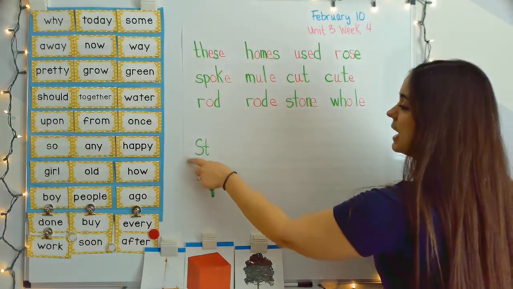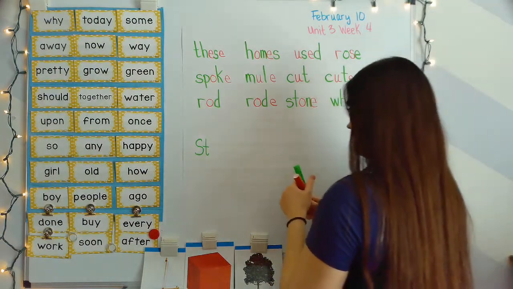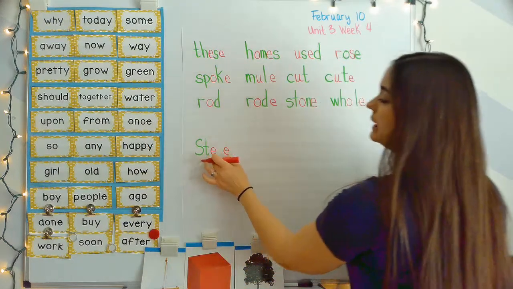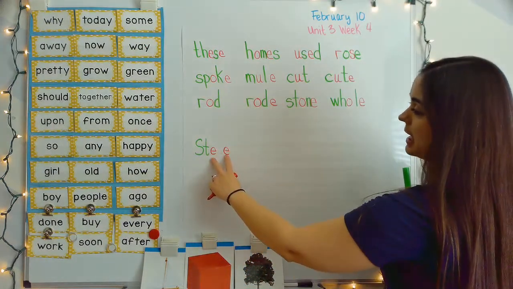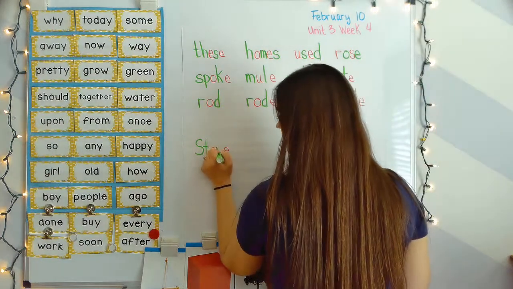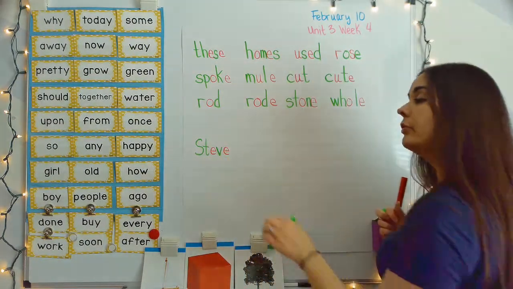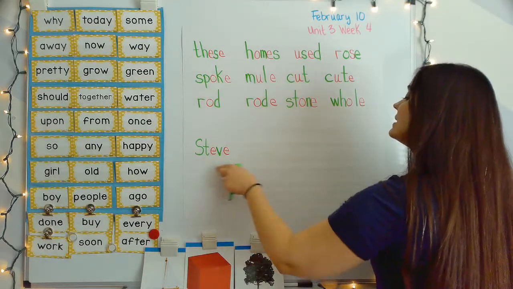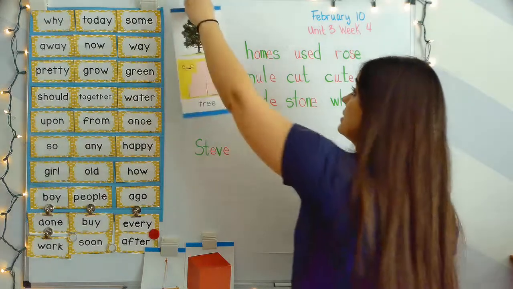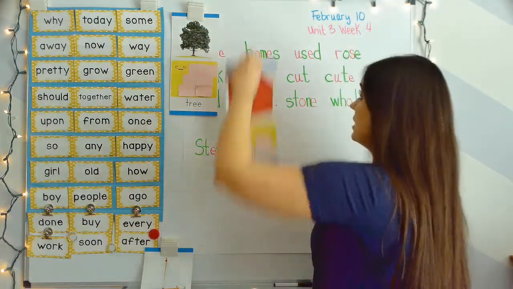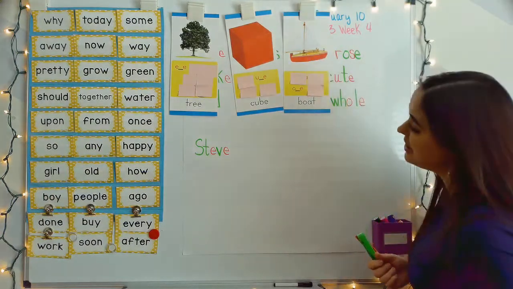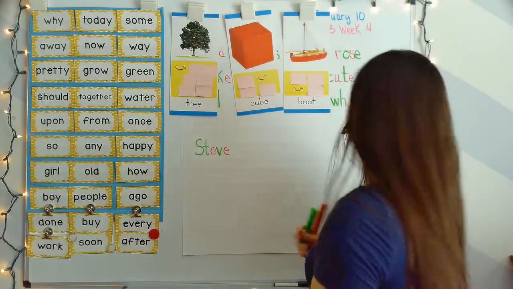S-T, sta, sta. E blank E, long E says E, sta, E. V says V, sta, Eve, Steve. Oh look, Steve's back. He was in our sentence yesterday. Yesterday he smelled some smoke with his nose. I wonder what Steve will do today.